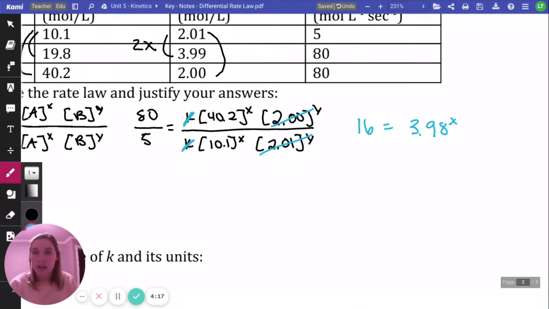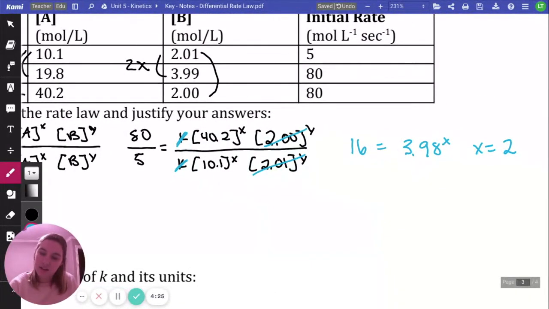So to get 16, it's 4 to what power? X has to be 2. So that would mean that A is second order, because that exponent we solved for is going to be 2.